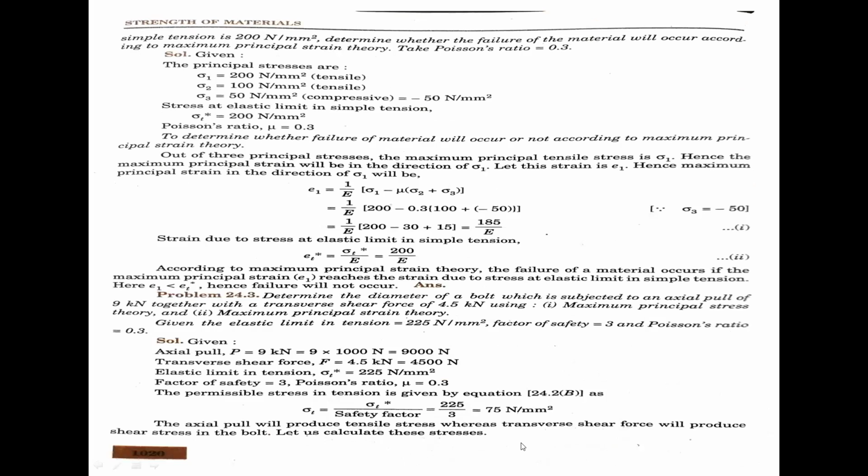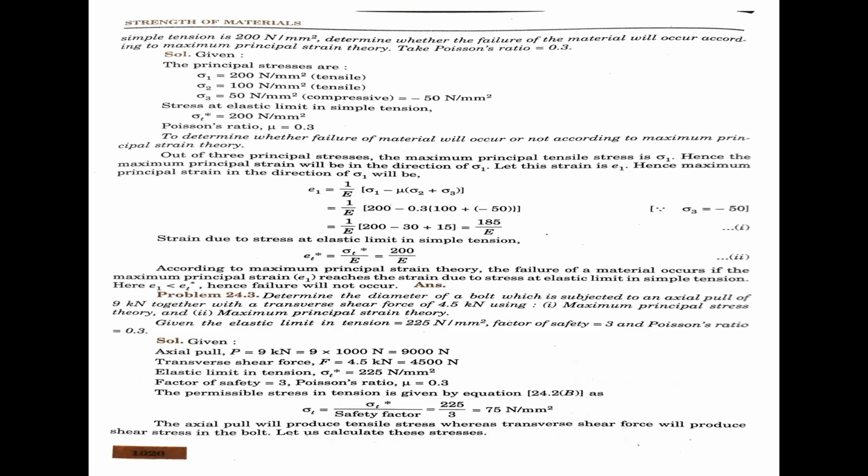The principal stresses at a point in a simple elastic material are 200 Newton per mm square tensile, 100 Newton per mm square tensile, and 50 Newton per mm square compressive. If the stress at the elastic limit in simple tension is 200 Newton per mm square, determine whether the failure of the material will occur according to maximum principal strain theory. Take Poisson's ratio 0.3.